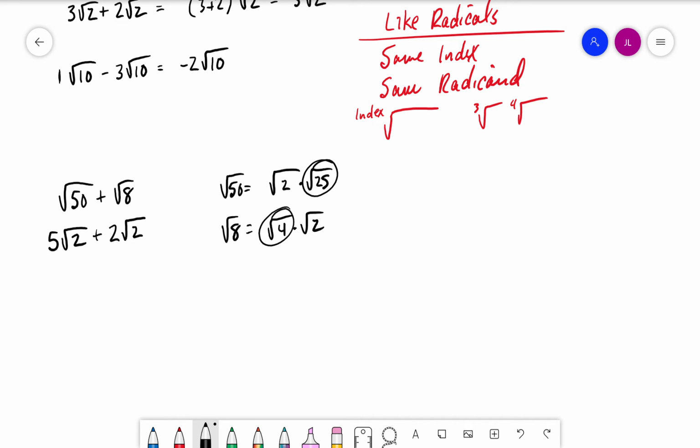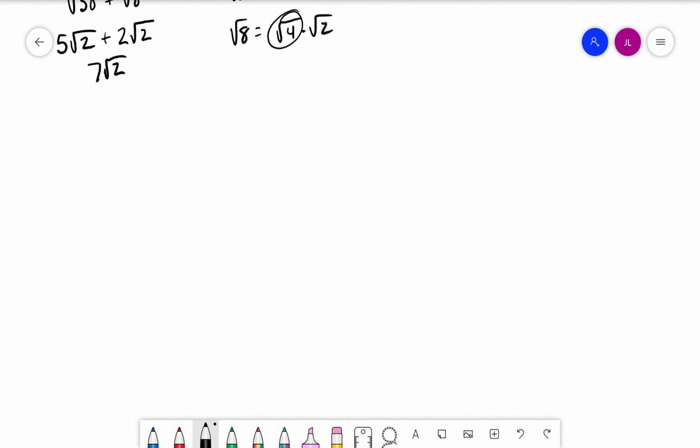And now look what's happened for us. Now we have the same index, we have the same radicand. We can combine these terms. We get 7 square root of 2. So this can be done. We may have to work through our radicals a little bit, but it can happen. So I'm going to look at a couple more examples here in this video, adding or subtracting. I think I'll probably be subtracting since we did some adding already.